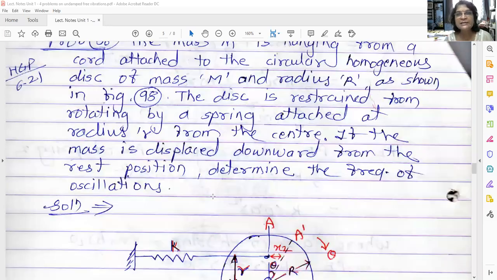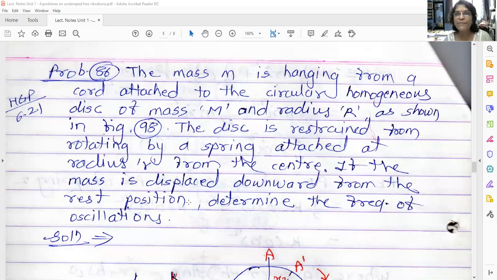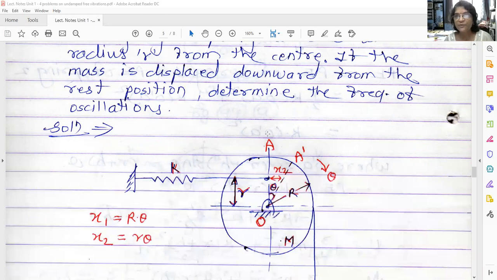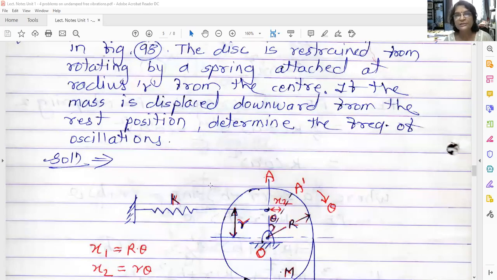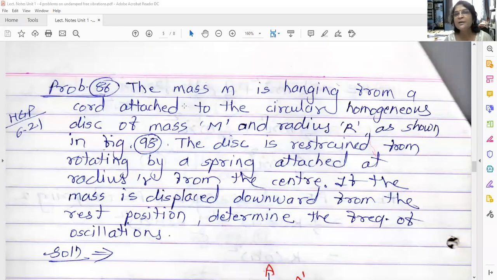Now let us consider the problem of a combination of disc and spring. Okay, see, this is the problem. Such types of problems are frequently asked in the examination for 6 to 8 marks. Okay, so just we'll see what the problem statement is. The mass m, small m, is hanging from a cord attached to the circular homogeneous disk of mass capital M and radius capital R as shown in the following figure.